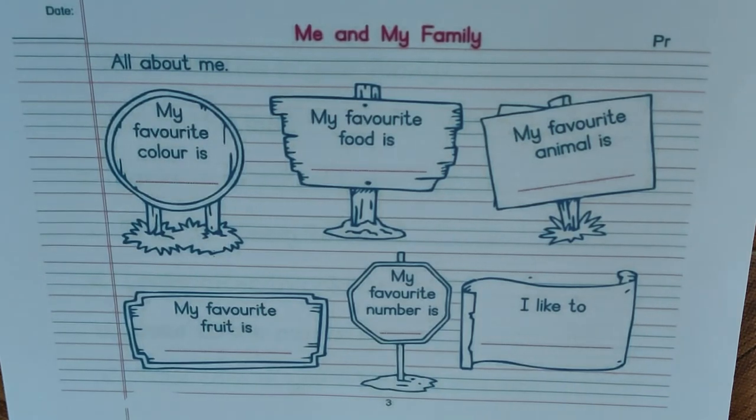And lastly, I like to. So this is actually telling you to write about your hobbies or what you like to do. So for example, I like to read books. You like to maybe play football, or you like to draw. So whatever you like to do the most, you can write over here. It may be playing, painting, drawing, writing. Anything.